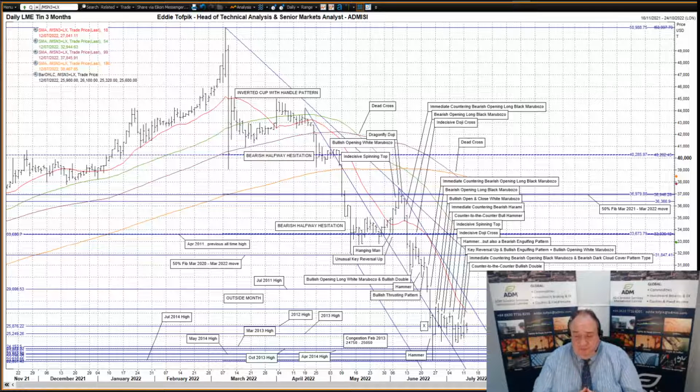This brings me back to my final words from last time, and I quote, "It will now depend on who wins between the heavy-duty support and the bearish Andrews pitchfork."